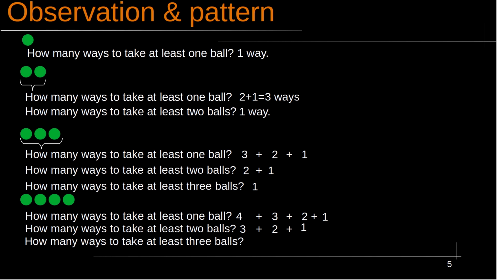We have these 3. We can take 2 ways here. Or all of them we have 1. So 1 plus 2. How many ways to take all the 4 balls? We have just 1. After we have done with this observation, we can say that we have a pattern here. As you see here, 1 plus 2, 1, 1 plus 2 plus 3, 1 plus 2, 1, 1 plus 2 plus 3 plus 4, 1 plus 2 plus 3, 1 plus 2, and 1.